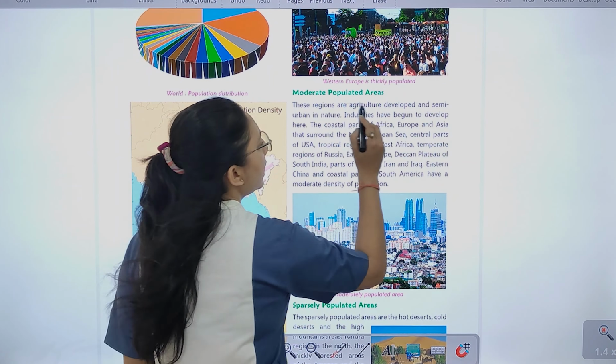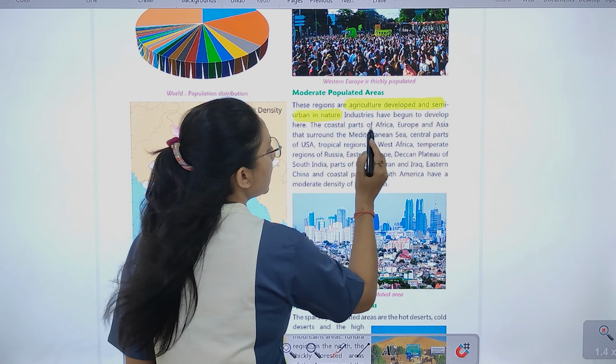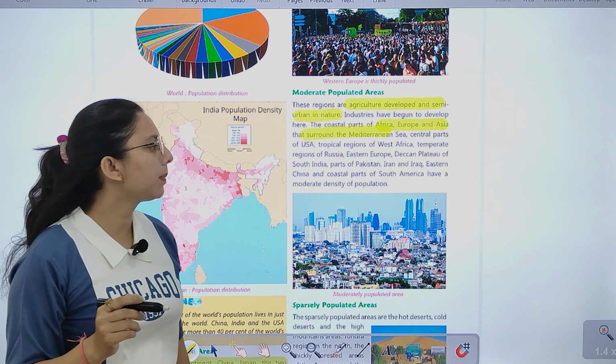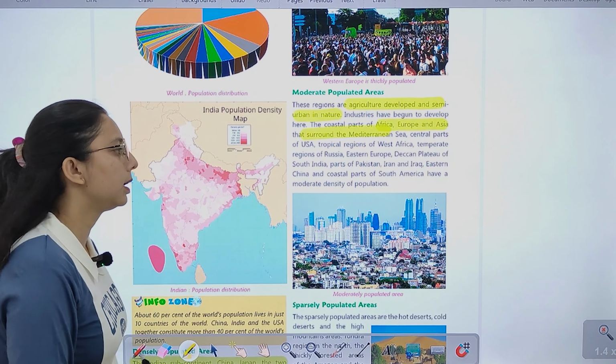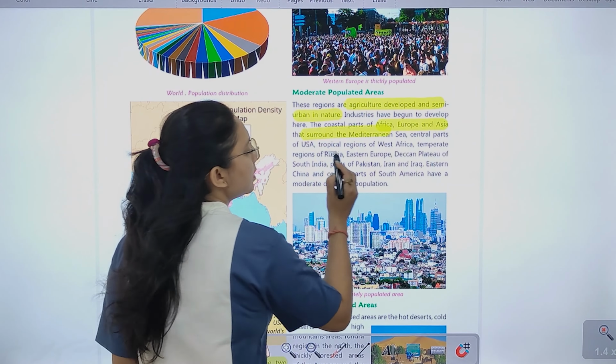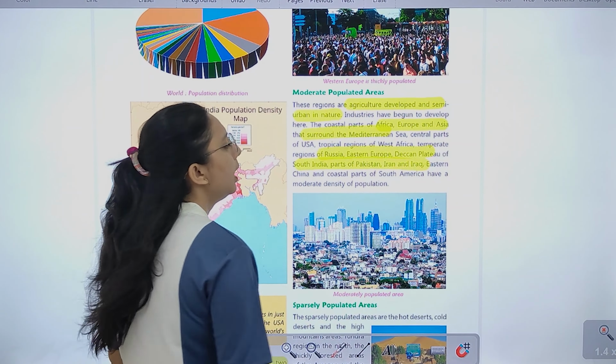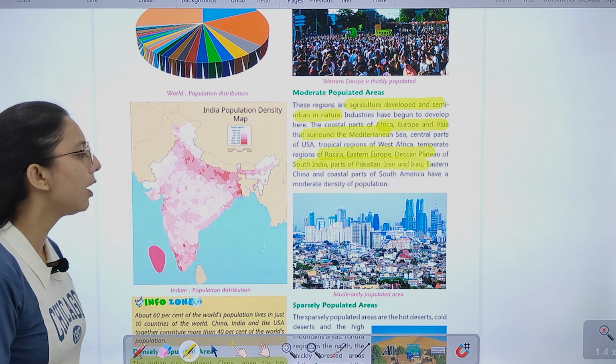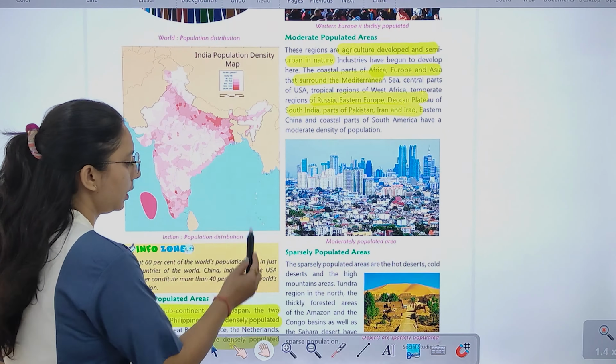The regions that are agriculturally developed, in semi-urban areas, such as Africa, Europe and Asia surrounding the Mediterranean Sea. Okay, the tropical region of West Africa, the temperate regions of Russia, Eastern Europe, Deccan Plateau, South India, Iraq and Iran, eastern China and coastal parts of South America. What do they have? Moderate density of population.